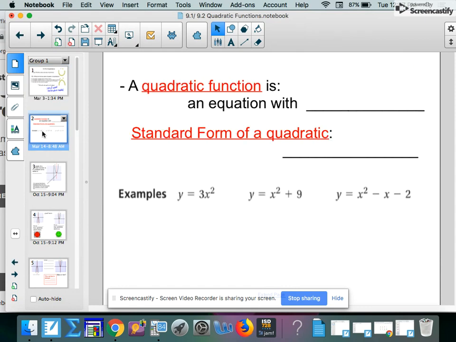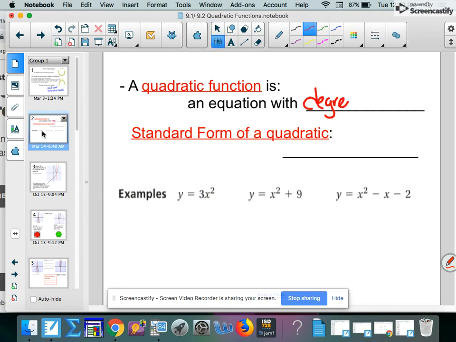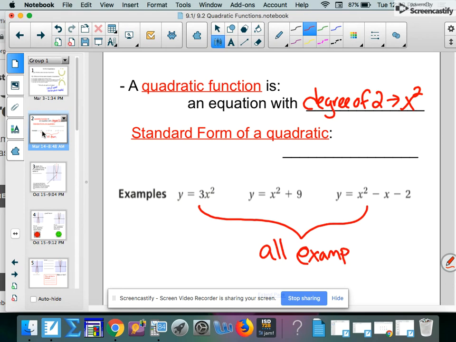So what is a quadratic function? You should know that from last chapter. We called quadratics things with a degree of 2. What does that mean? They have x squared in there. All of these are examples of a quadratic function. They might look a little bit different. Some have 1 term, some have 2 terms, some have 3 terms. But all of them have a degree of 2. Biggest exponent is 2, so that's why they're quadratics.